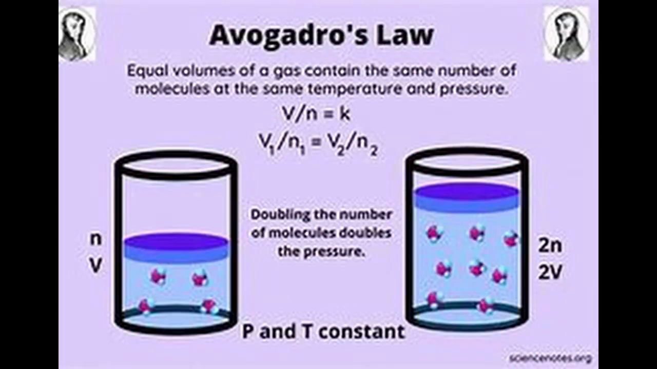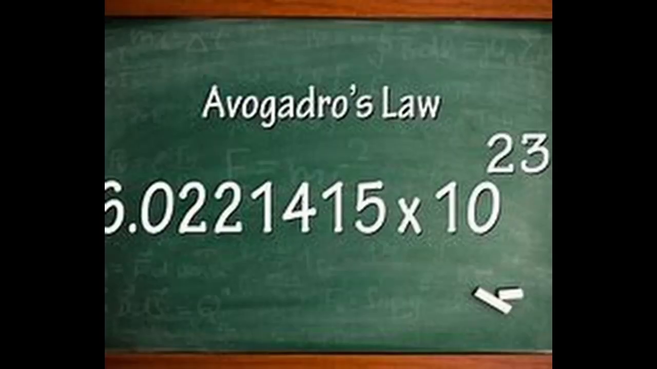Avogadro's law. Avogadro proposed that equal volumes of all gases at the same temperature and pressure should contain an equal number of molecules. At first, this statement was not accepted by most scientists like Dalton, but later on, while conducting experiments, this statement proved to be true.